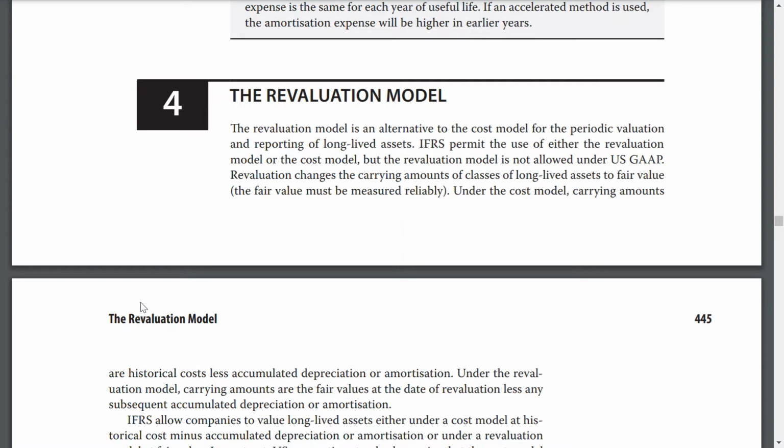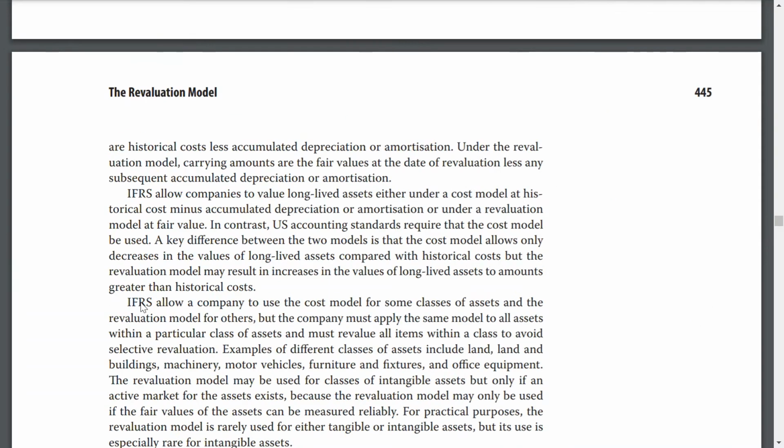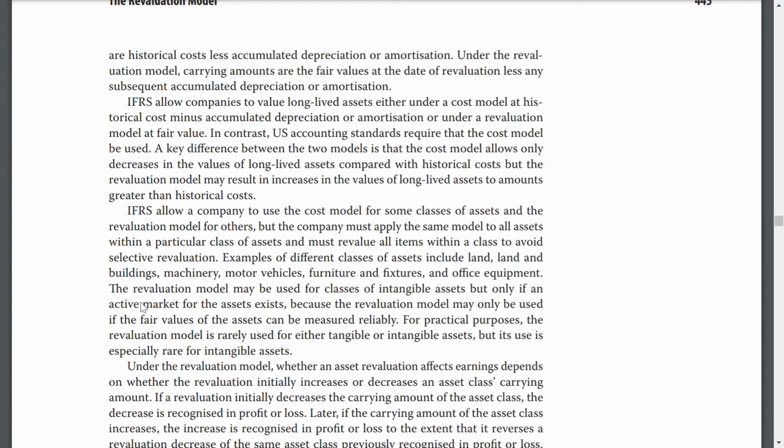Under the cost model, carrying amounts are historical costs less accumulated depreciation or amortization. Under the revaluation model, carrying amounts are the fair value at the date of revaluation less any subsequent accumulated depreciation or amortization.